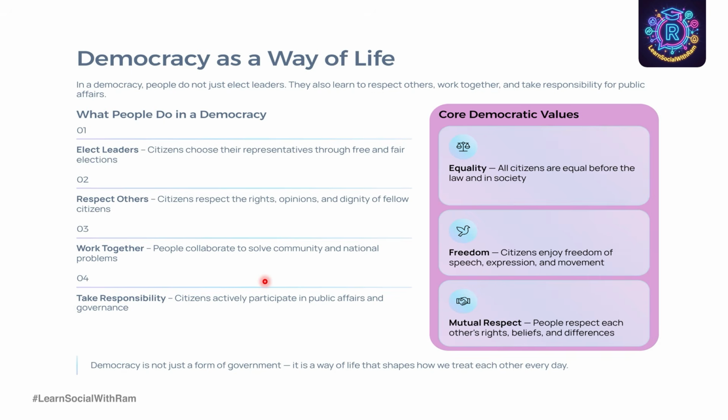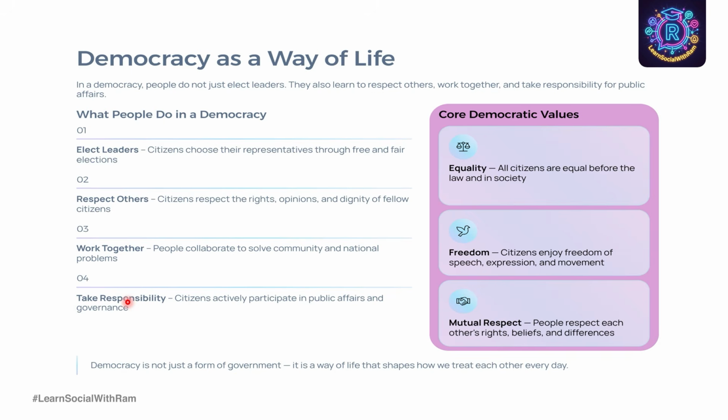For example, in a classroom, if only teacher decides everything without hearing to the students, is that democratic? Obviously no. But if students are allowed to share opinions and ideas, that reflects democracy. That means democracy teaches us how to respect others, how to work together, as well as how to share responsibility. The very important idea here is democracy begins from our everyday behavior.